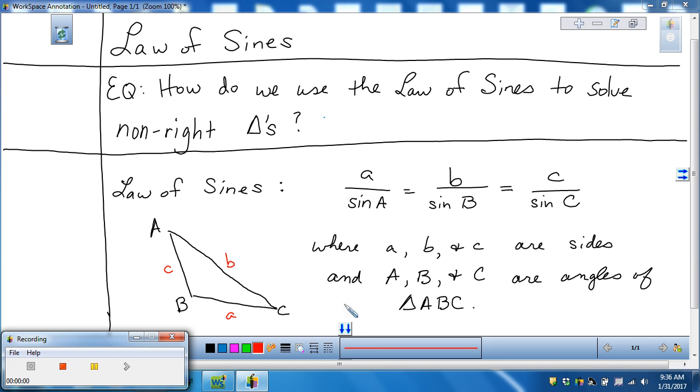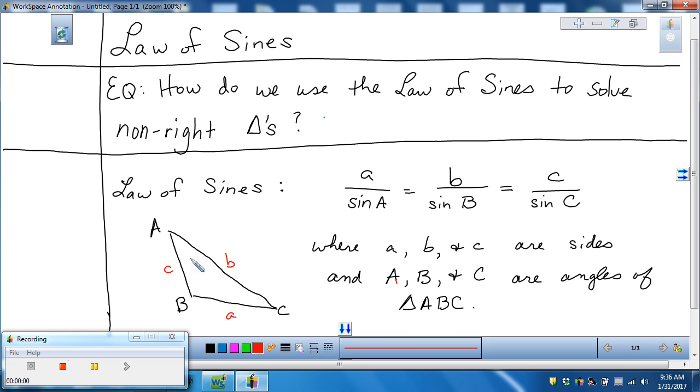Law of sines is this little situation where we have a over the sine of angle A equals b over the sine of angle B equals c over the sine of angle C. So you'll notice it's got proportional equivalencies, where a, b, and c, little a, little b, little c, are sides, and capital A, capital B, and capital C are angles of triangle ABC.